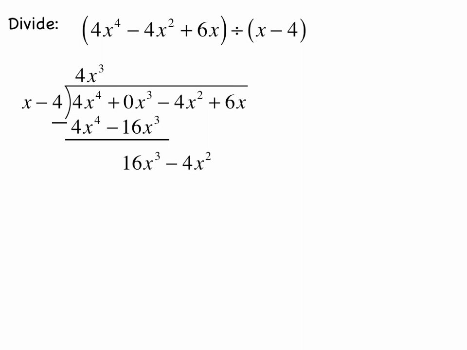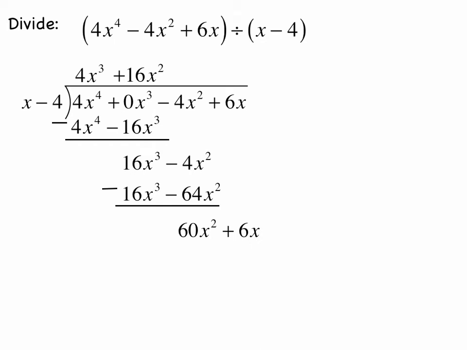Okay, 16x to the third divided by x is a positive 16x squared. Multiply this back again and subtract. 16x to the third minus 16x to the third cancels out. Notice everything's lining up. The x squareds, the x to the thirds are lining up. Tricky, be careful. Negative 4x squared minus a negative 64x squared becomes a positive 60x squared, bringing down my next term. This is the last time.